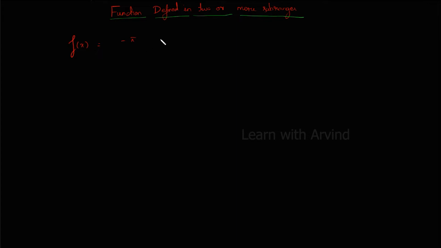For example, take this function. F of x is equal to minus pi in the interval minus pi to 0 and x in the interval 0 to pi. This function is defined in two intervals. This function does not have a single value for a single interval. Instead, it has two values in two intervals. This is what we mean by a function defined in two or more subranges.